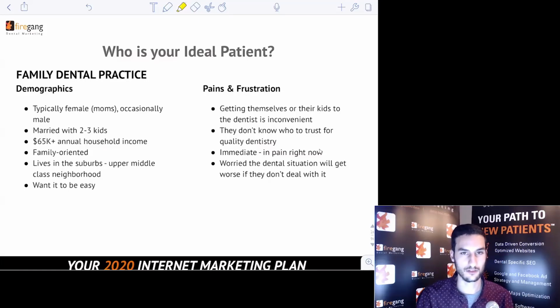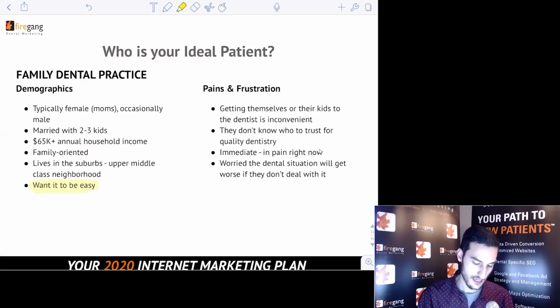But this is typically what we see. They might be married with 2 to 3 kids, $65K in annual household income, family oriented. They might live in the suburbs in an upper middle class neighborhood. And they absolutely want it to be easy. With so many things going on in people's lives, they're very busy, and they want finding a dentist to be one of the easier things to do.